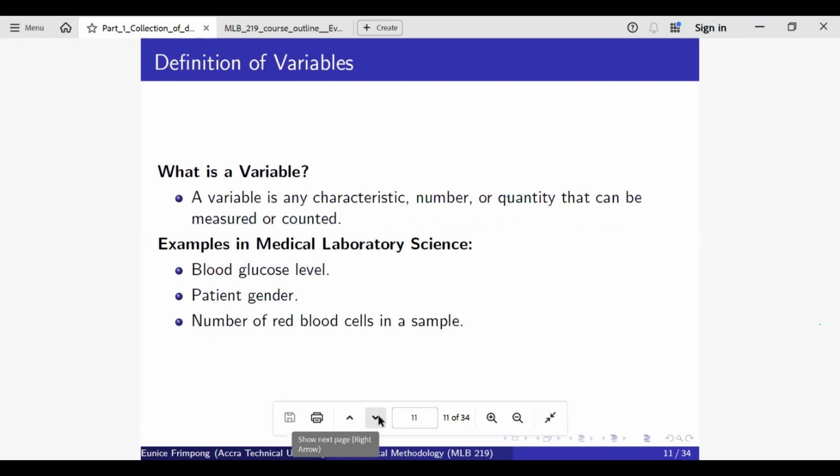Now we are moving on to variables. The question is, what is a variable? Now the word variable means any characteristic, number, or quantity that can be measured or counted. A variable is also any characteristic that can take on different values at different times. If you look at patient's gender, we are saying that an example of a variable is patient's gender. Okay, the gender could be female, male.